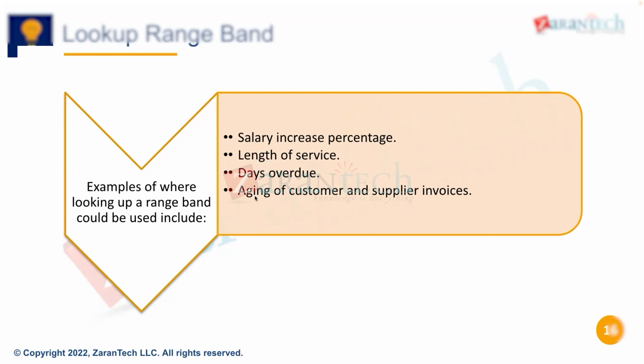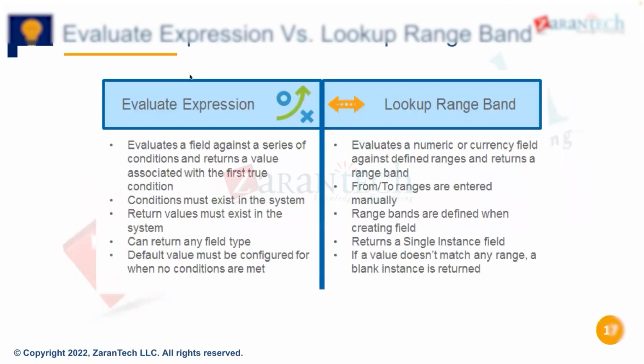If your customer tenants and suppliers have been aging, you can define whether it's an old customer, a new customer, or a customer with a medium contract. You can define it based on the time you made a contract with the customer and how old that customer is for you. So these are a few examples where the lookup range band really kicks in. But in broader summary, the main reason we looked at both fields is to know the difference between these two.